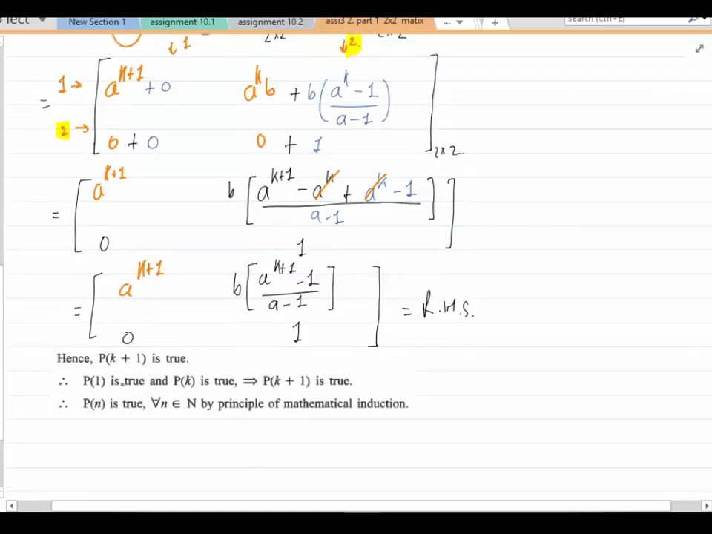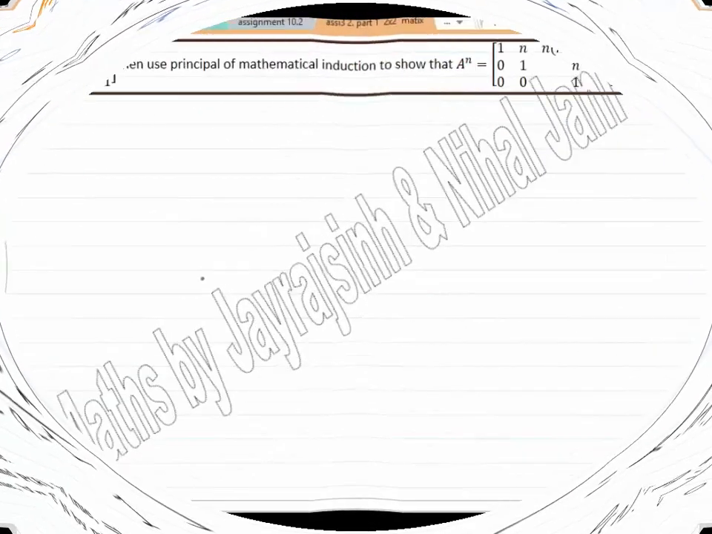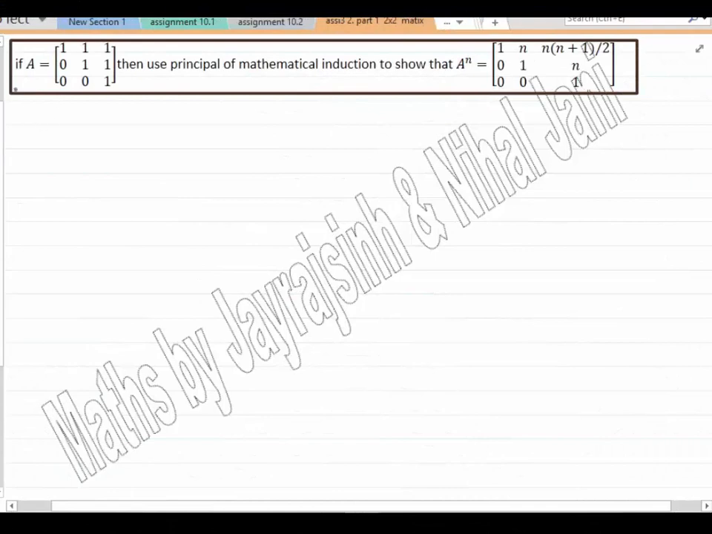and we can proudly say that we have completed all the tasks of the PMI, and therefore P of n, which is a raised to n equal to this matrix, is true for all n belongs to N. Hence proved. Tada!